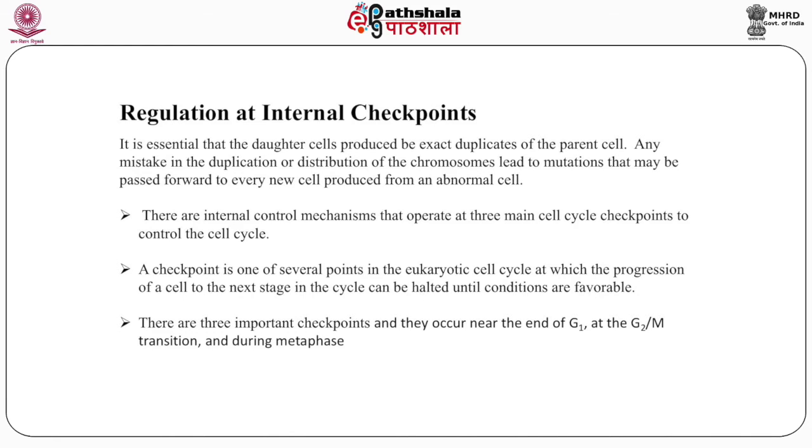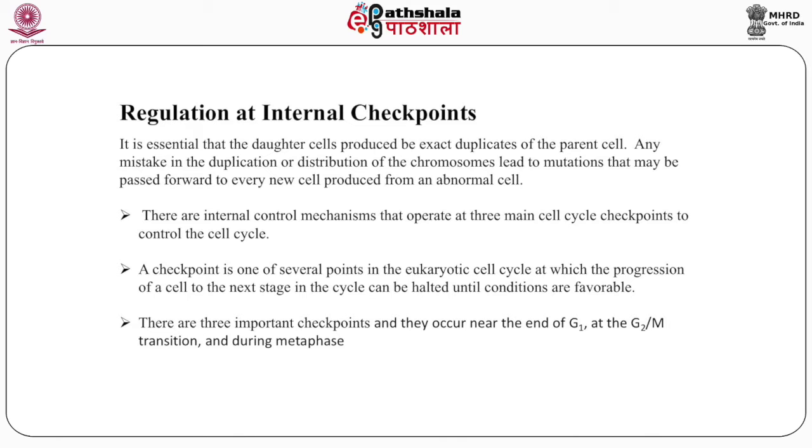Now, regulation at internal checkpoints. It is essential that the daughter cells produced be exact duplicates of the parent cell. Mistakes in the duplication or distribution of the chromosomes lead to mutations that may be passed forward to every new cell produced from an abnormal cell. Now, there are internal control mechanisms that operate at 3 main cell cycle checkpoints to control the cell cycle.